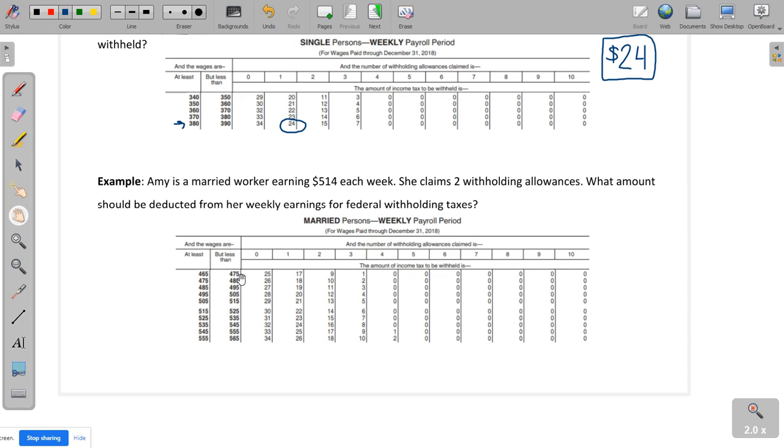We find the weekly amount that she's paid over here on the left and find that interval. So 514, let's find where 514 is. It is going to be between 505 and 515. So we go across this row, and she has 2 allowances, so first would be 0, 1, 2. She is taking out $13 for her withholding taxes.